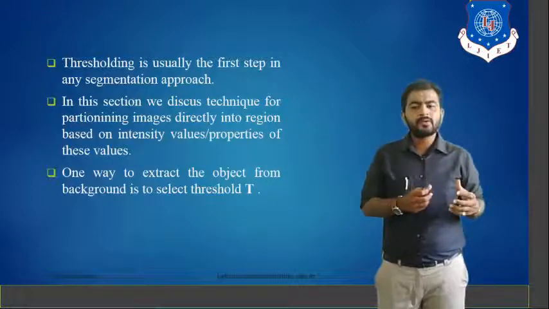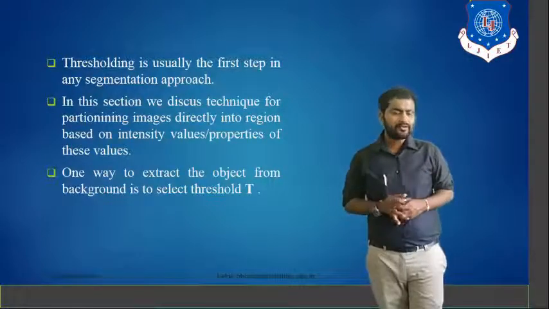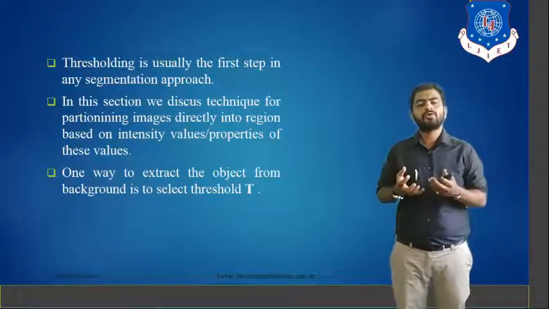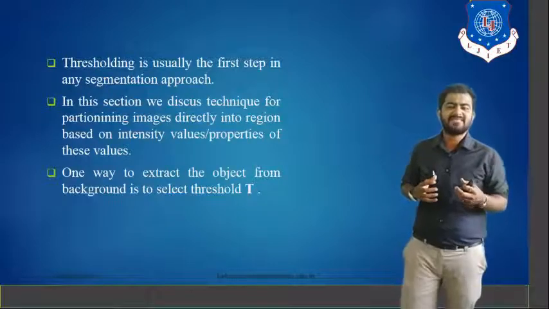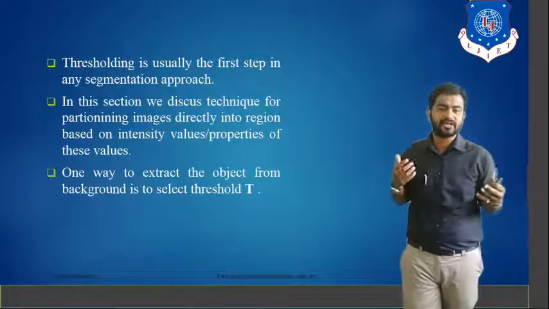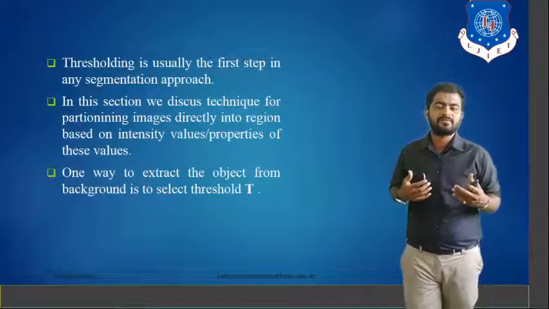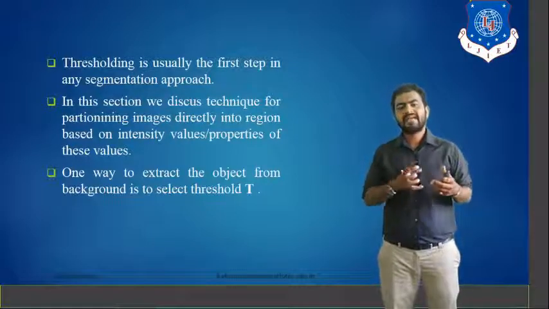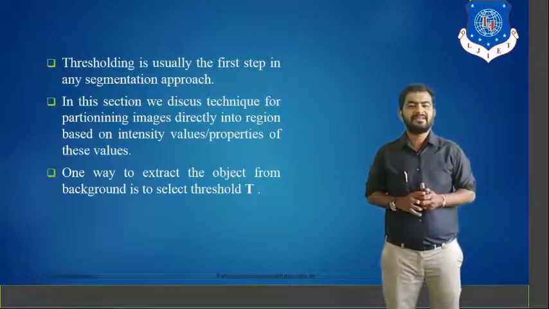One way to extract the object from the background is by selecting a threshold. Whatever data you want to extract or fetch from the image, thresholding plays the main role in differentiating the background and the object. So we get better data from the object point of view, and we can extract the information and remove the background using this segmentation-based technique.